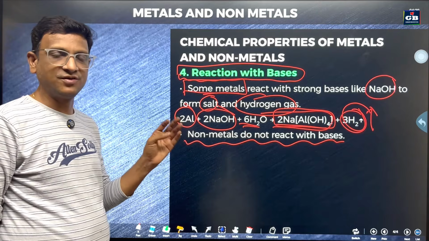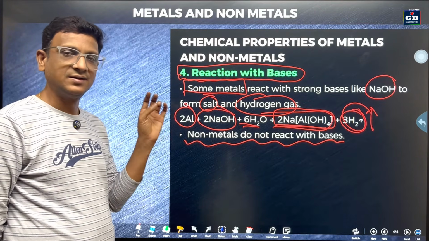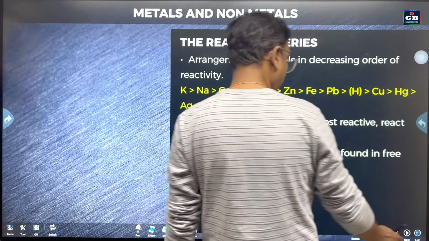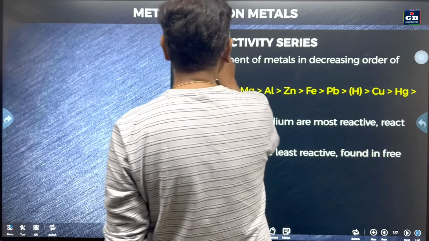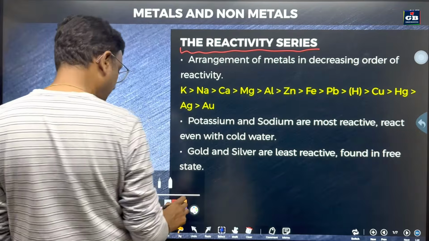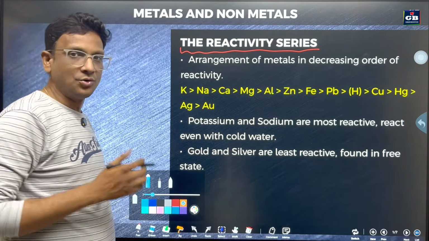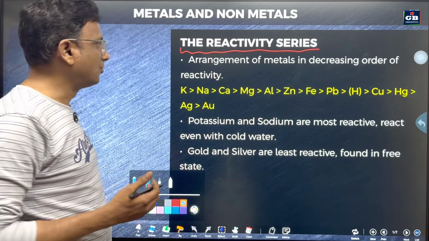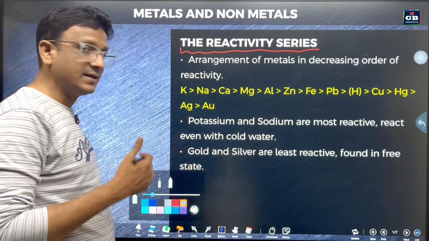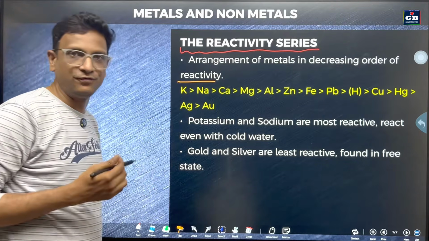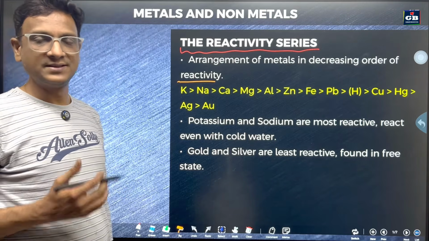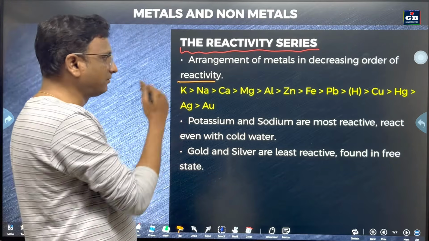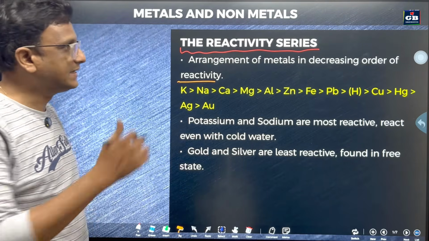So we have seen the reaction of metals and non-metals: reaction with oxygen, reaction with water, reaction with acid, reaction with bases. Right, children? Next we have the reactivity series. So what is this reactivity series? All metals do not react in the same way. They have a difference in their level of reactivity. Some metals are highly reactive, some metals are least reactive or non-reactive. So depending on this, here we have a list of metals in decreasing order.